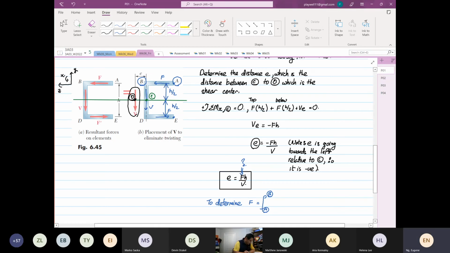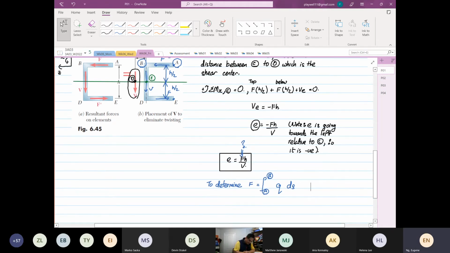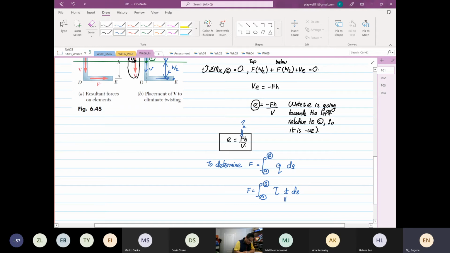You can use two forms. Okay, you can use the shear flow q multiplied by ds, where ds is the distance moving in this direction. Or you can use F, which is equal to the integral from point A to point B of the shear stress multiplied by thickness t ds. Okay, so this is our thickness.